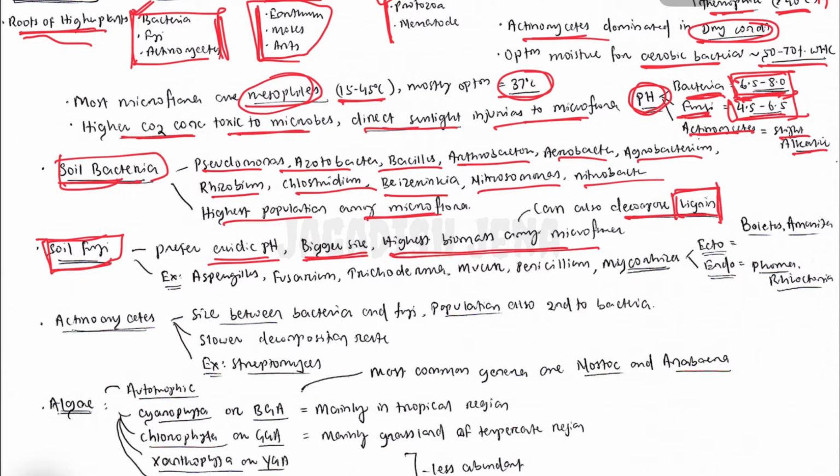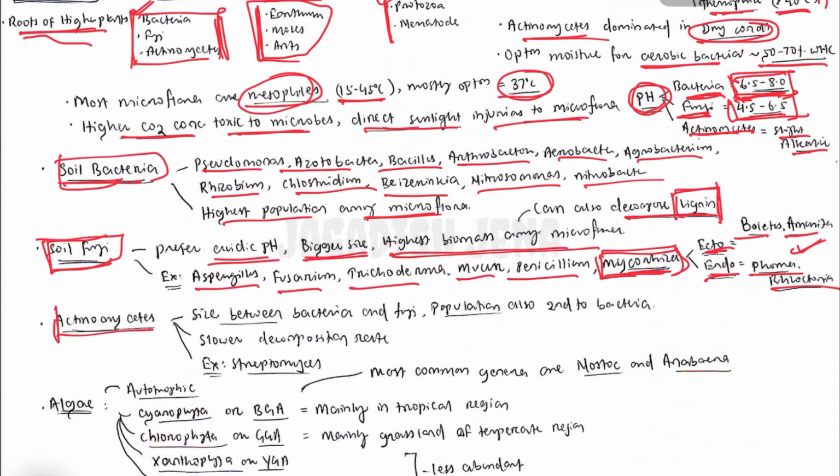Some examples of common fungus found in soil are Aspergillus, Fusarium, Trichoderma, Mucor, Penicillium, Mycorrhiza. That is the fungal association with roots of higher plants, like Ectomycorrhiza and Endomycorrhiza. Ectomycorrhiza examples are Boletus and Amanita. Endomycorrhiza examples are Phoma and Rhizoctonia. You have to remember this.